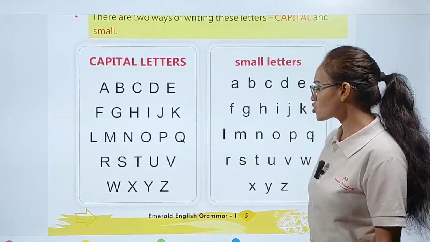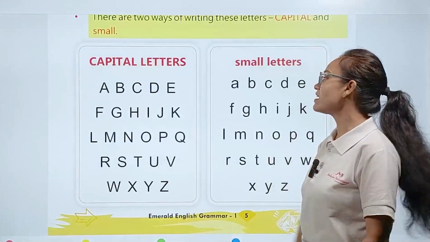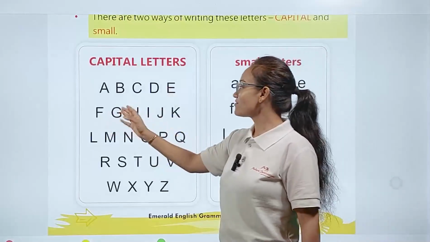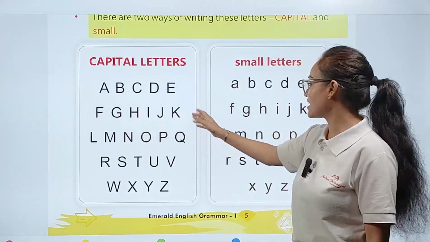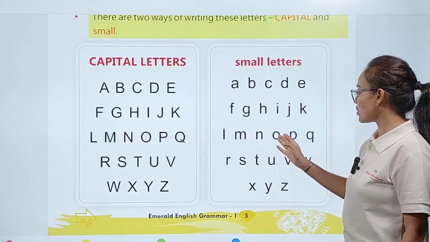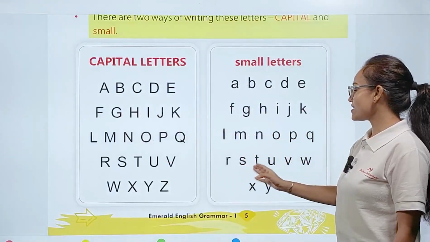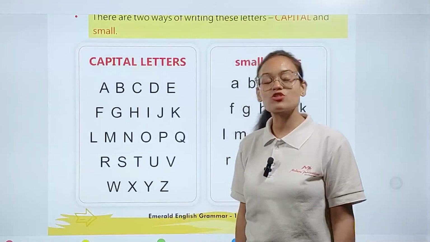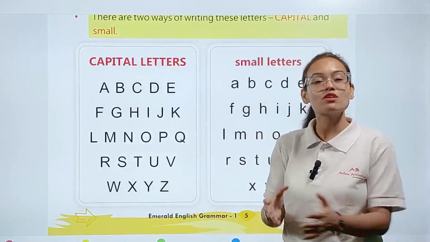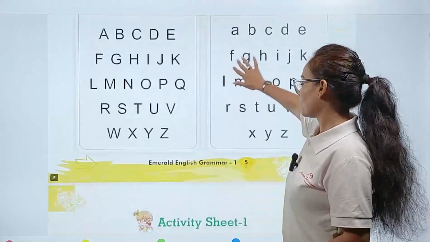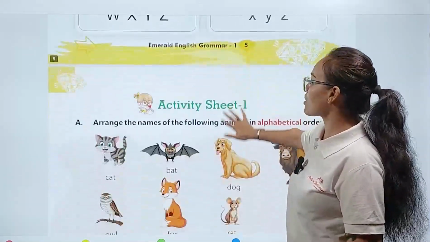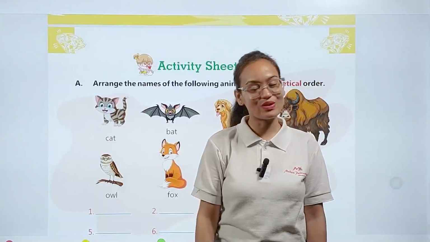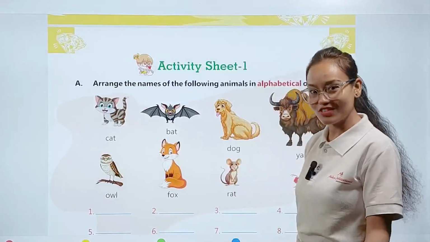So what are the alphabets? You can see here: A, B, C, D, E, F, G, H, I, J, K, L, M, N, O, P, Q, R, S, T, U, V, W, X, Y, and Z. So in this way, my dear student, we have seen our total 26 alphabets. So this is all about this chapter. Now we are going to complete the exercises of this chapter. So come with me and let's complete the exercise of this chapter.